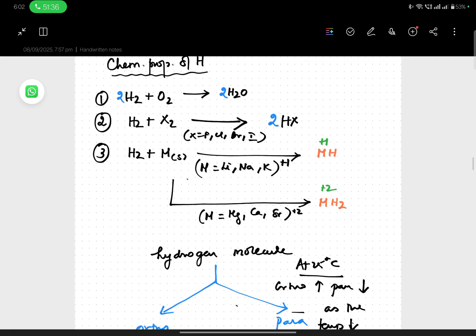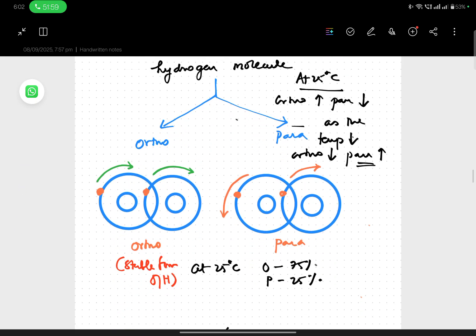What is the next? Make it fast. Chemical properties of hydrogen. Hydrogen reacts with oxygen to give water. Hydrogen reacts with halide to give hydrohalic acid. Hydrogen reacts with metal to give metal hydride. That's all. Go to the next one.